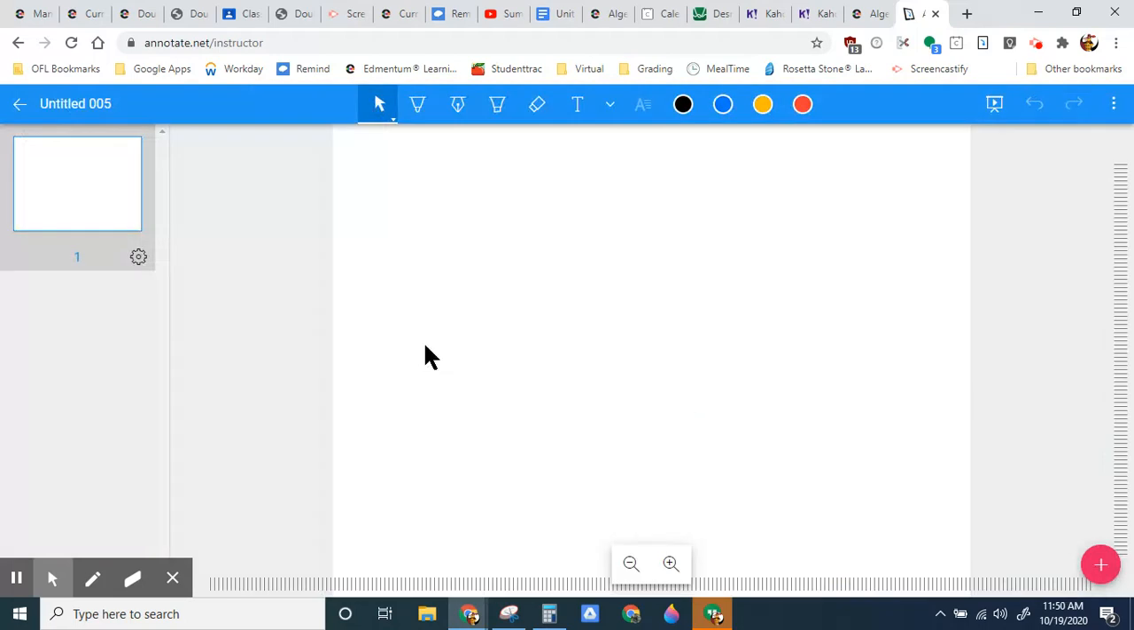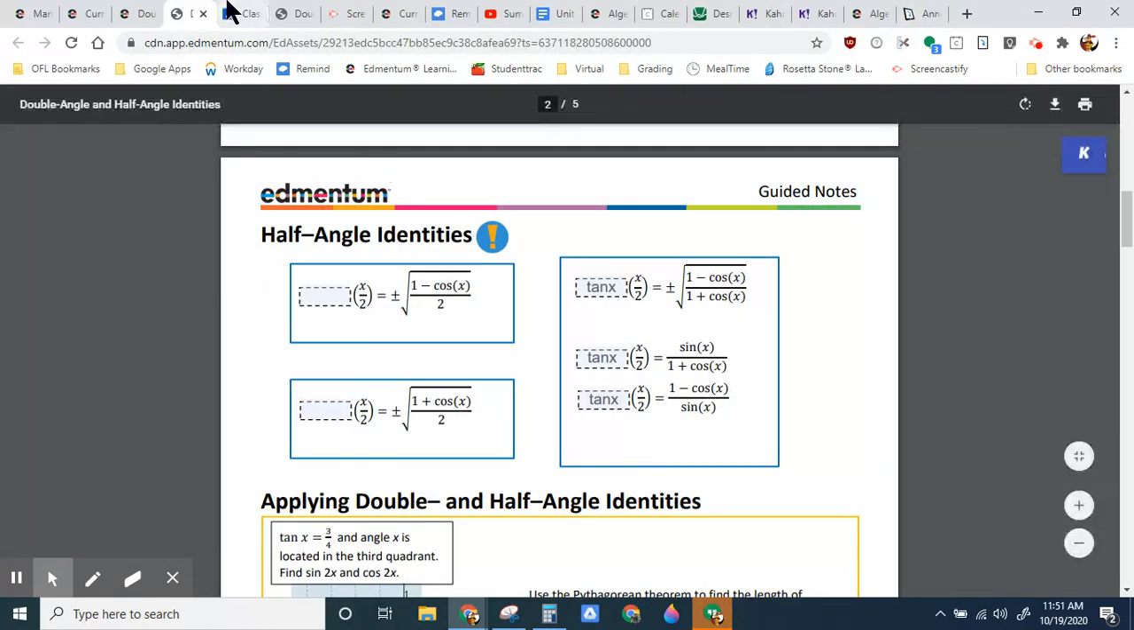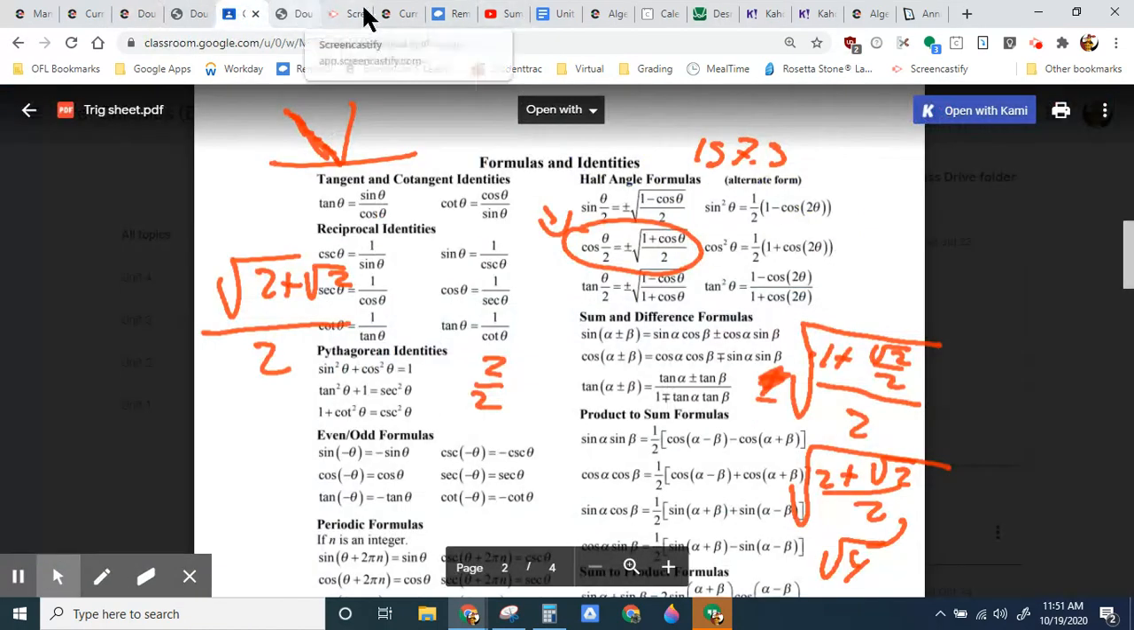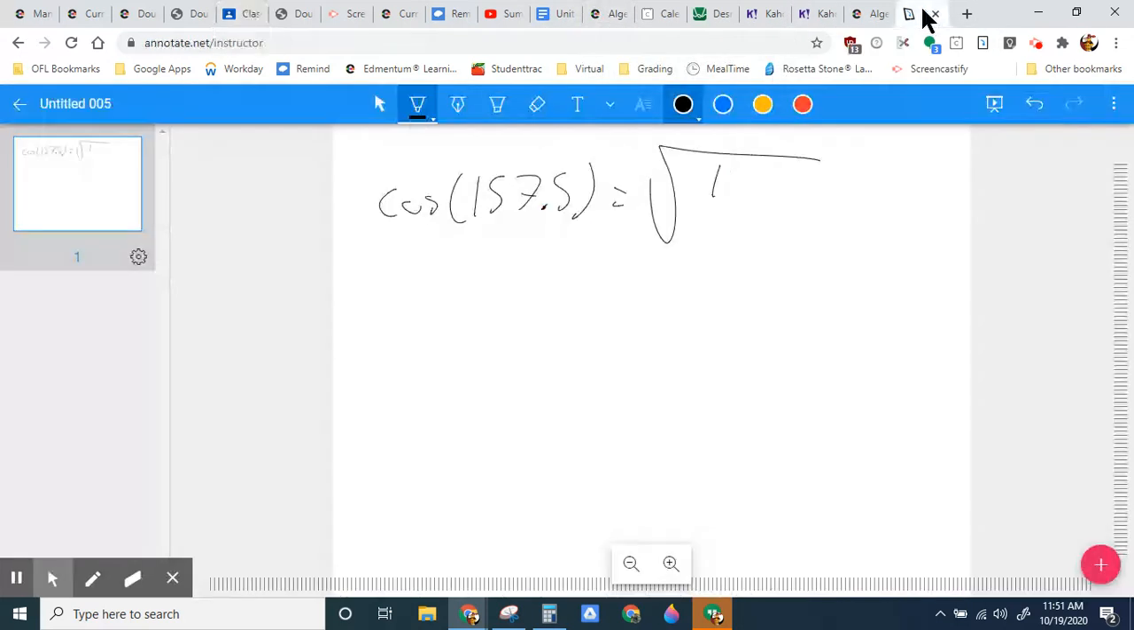All right. So going back from the beginning, cosine of 157.5. This is going to be equal to square root of 1 plus cosine, or 1 minus cosine. Where's my formula? 1 plus cosine of double the angle. Double the angle we said was 315. All over this 2. Well, cosine at 315, we do this. We go 1 plus square root of 2 over 2.